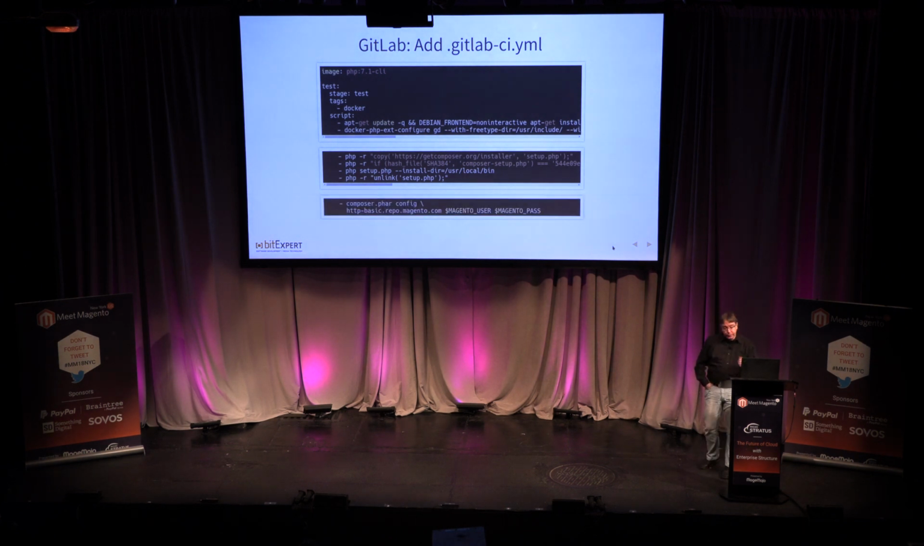And we need to configure Composer, because you definitely need access credentials if you want to pull the packages from repo.magento.com. So Magento user and Magento pass over here are two environment variables, or GitLab calls them secrets, that you can find in the GitLab UI. These are exposed as environment variables during the build, and you can use them and rely on them.